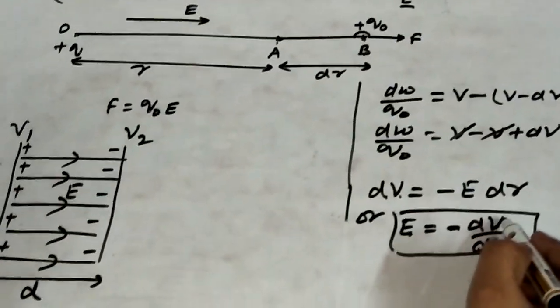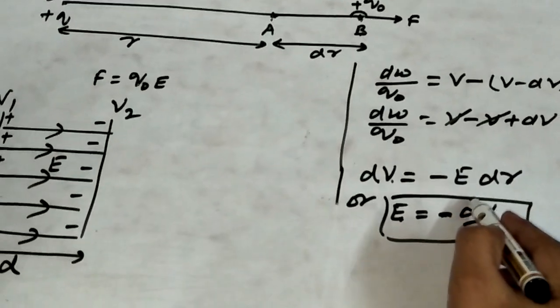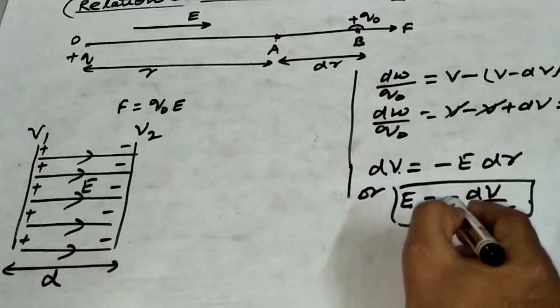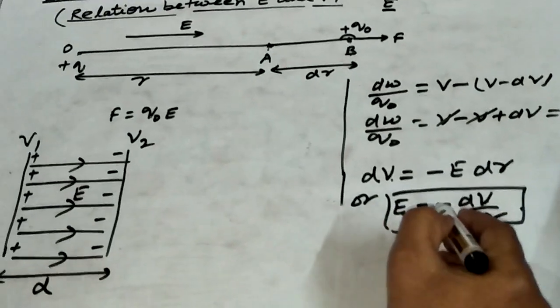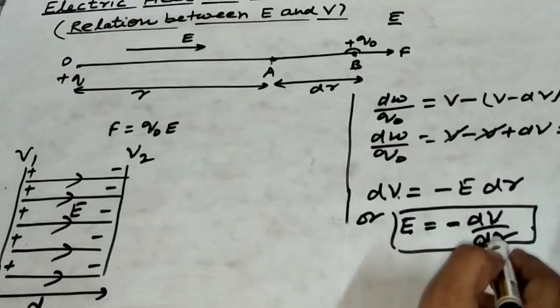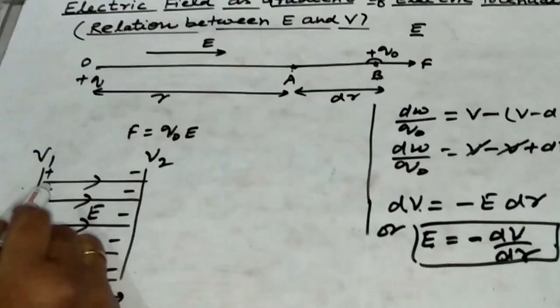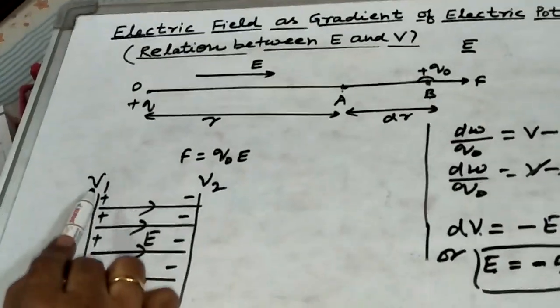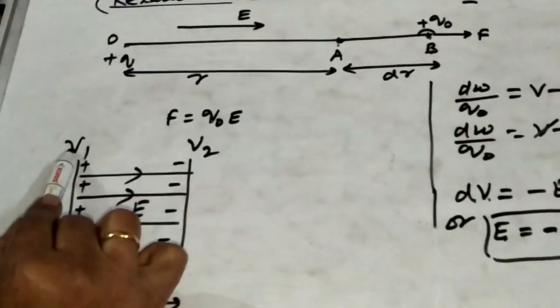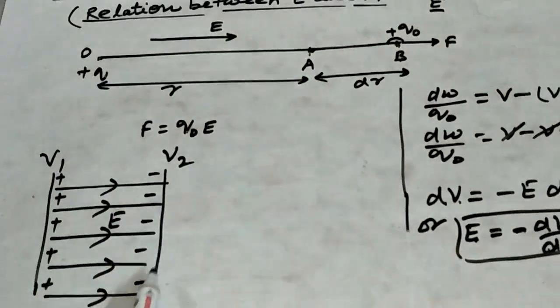So here the magnitude of the potential gradient is dV upon dr, and the negative sign indicates only what? As we move in the direction of the electric field, the electric potential decreases. And now if we take two plates, suppose the potential of the first plate is V1, and on the second plate is V2.